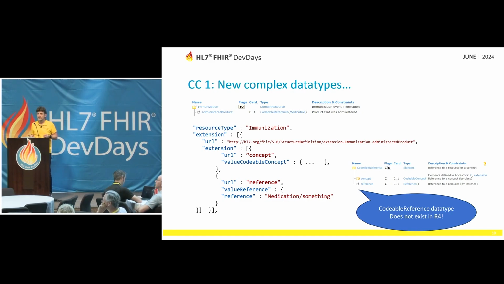The solution is a complex extension. That's fairly straightforward. We see immunization administered product, nothing new here, and then an extension that is a complex extension with two fields, and those are simply one-on-one the elements from the complex data type. So there's currently no way to see that this is a CodeableReference, but at least the data is here.